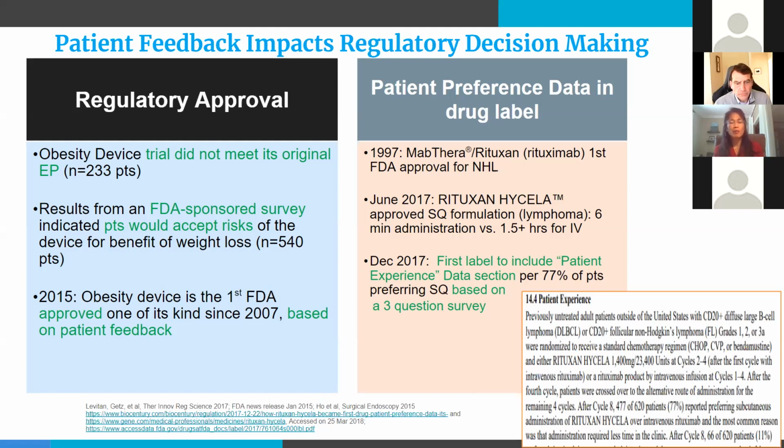That's because they asked patients three simple questions about whether they liked the sub-Q formulation better or worse than the IV. And as you can imagine, most patients preferred getting a quick shot rather than sitting and getting an IV infusion over an hour and a half. So that was introduced into the label. And again, what patients tell us really does impact what the FDA does. Next slide, please.